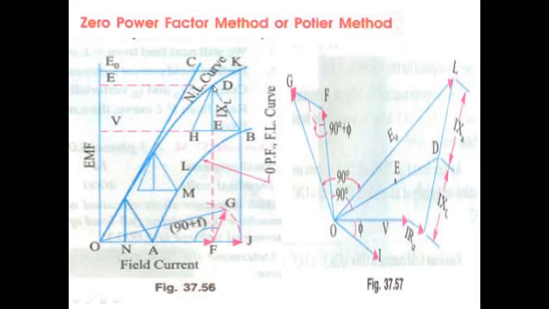So triangle DHB is called the Potier triangle. For a given armature current, this triangle will be constant always. So it can be transferred to other points such as M, L, like that. This triangle is constant all over through these two curves. It can be passed through these two curves. It is a constant value.